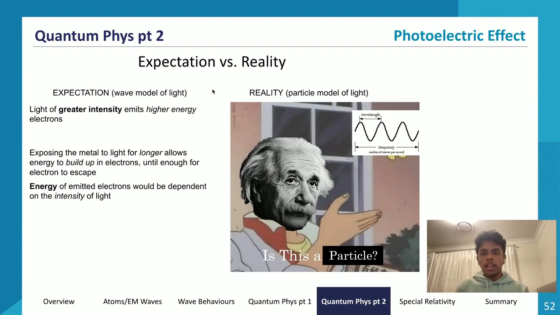All right, so let's look at expectation versus reality. First, the expectations, which is what the wave model would say about the photoelectric effect. What the wave model said was that light of greater intensity would emit higher energy electrons. This is all predicted phenomena based on the wave model. Then we'll look at the observed phenomena, or the experimental data, based on what we actually observed experimentally. And these would all align with what the particle model would say.